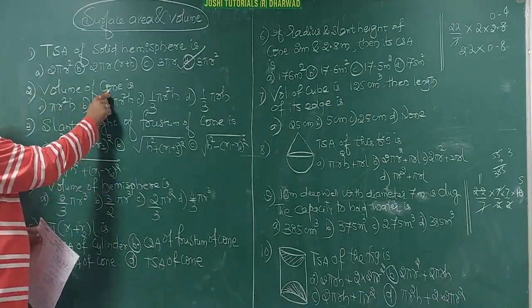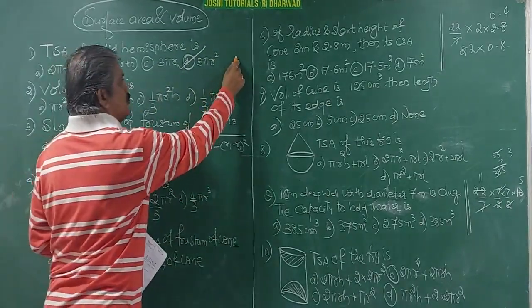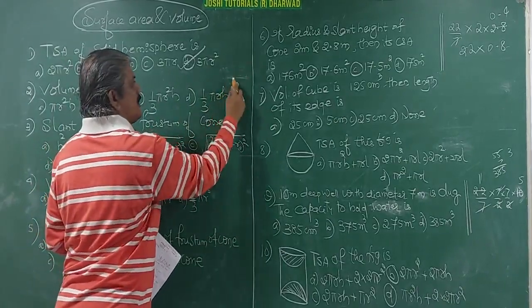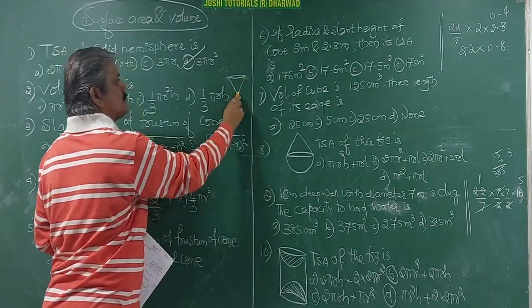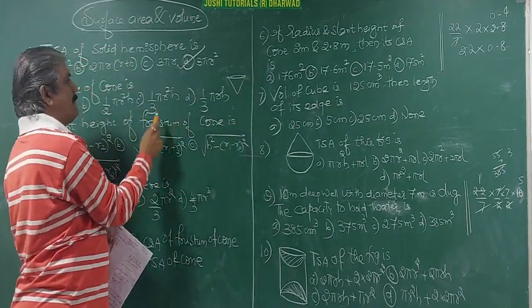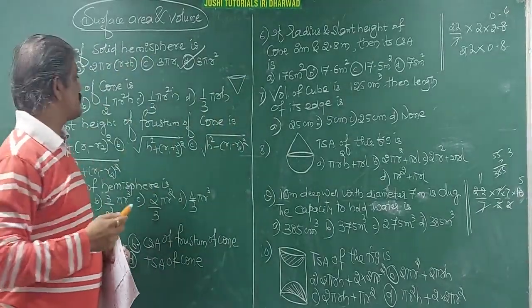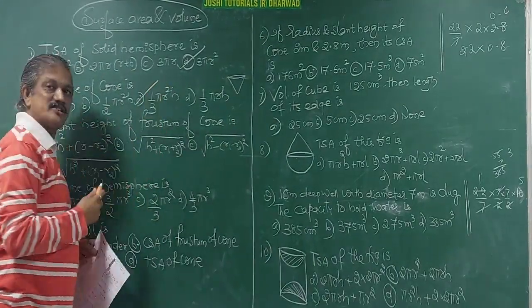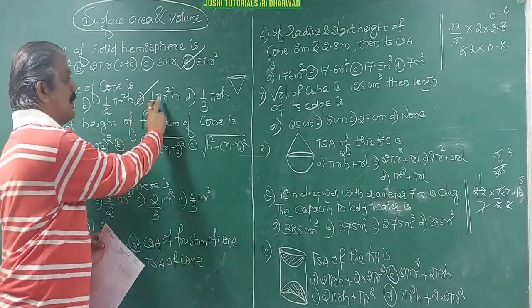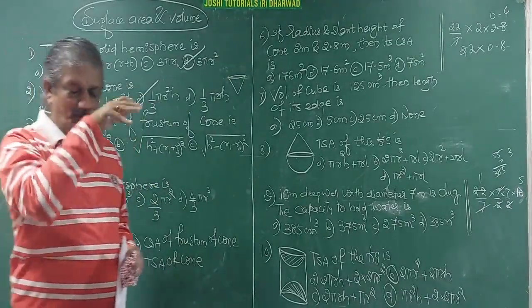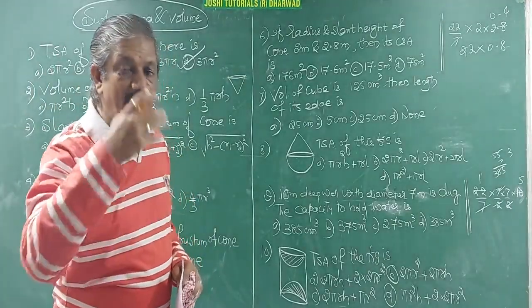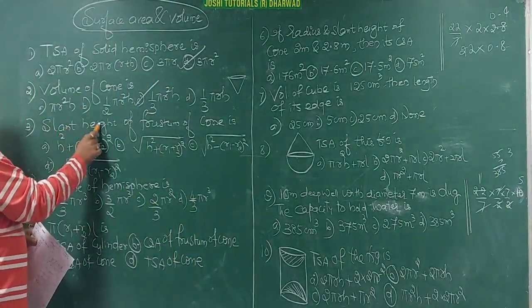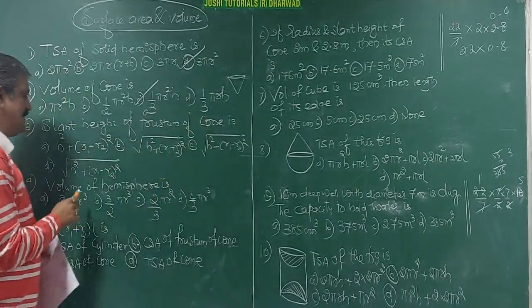You have to see the square units. Volume of a cone. The cone formula you must know. It is 1 by 3 pi r square h. You must not say square units; you must say cubic units because it is volume. Slant height of the frustum of the cone is this.